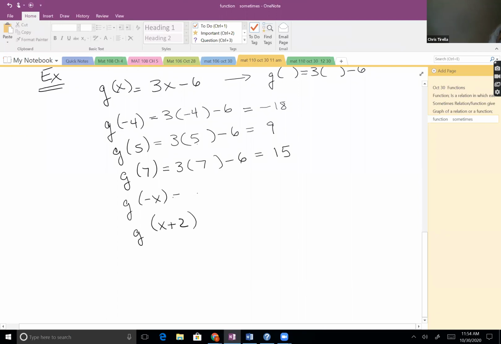Next one's interesting, g of negative x. Well, where I had an x, I'm going to put not x, but negative x. Order of operations, I multiply first, just like I did with all of the preceding. 3 times negative x would be negative 3x minus 6, and I'd have to stop with that expression.